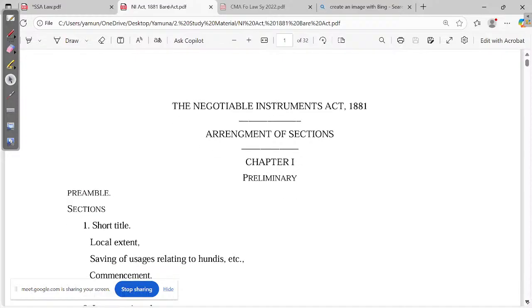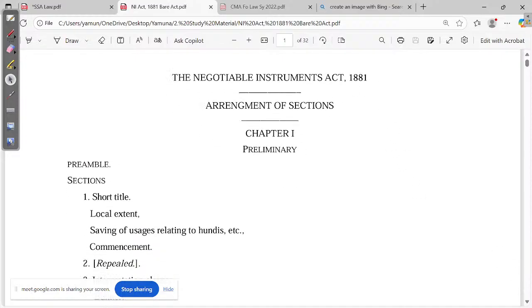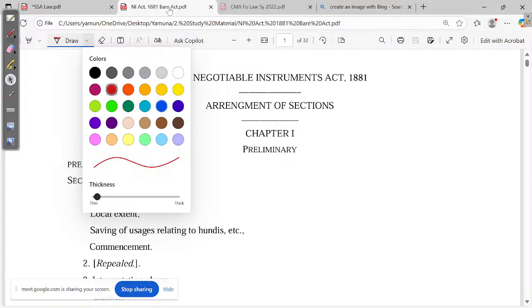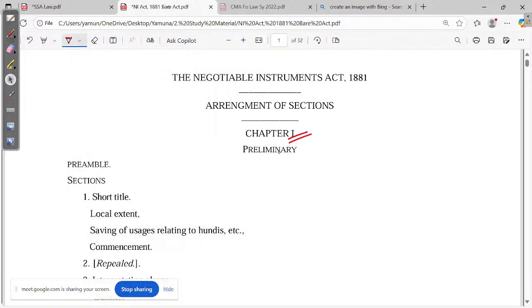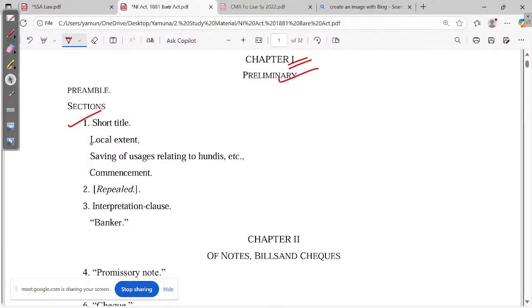So this is the Negotiable Instruments Act, 1881. First one, preliminary. The first section reads about the short title, extent, where it's applicable, and saving of usages. Would money be covered? If you take a currency note, it's signed by the governor, promising to pay so and so. Looks like it is following all the characteristics, all the properties of a negotiable instrument, but money should not be covered.